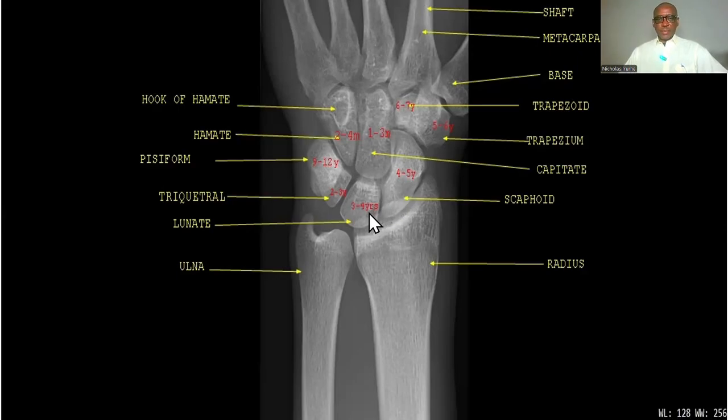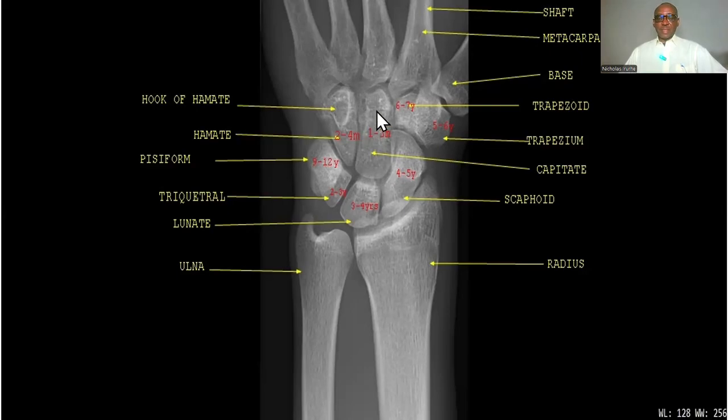Medial to that is the lunate, and medial to the lunate you have the triquetral. Then anterior to that is the pisiform. If you look at the distal row, you have the trapezium, which is at the base of the thumb, and you have the trapezoid, which is medial, and medial to the trapezoid you have the capitate.